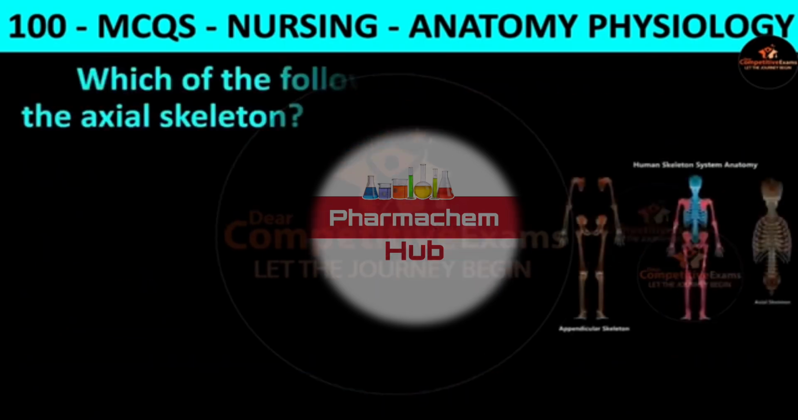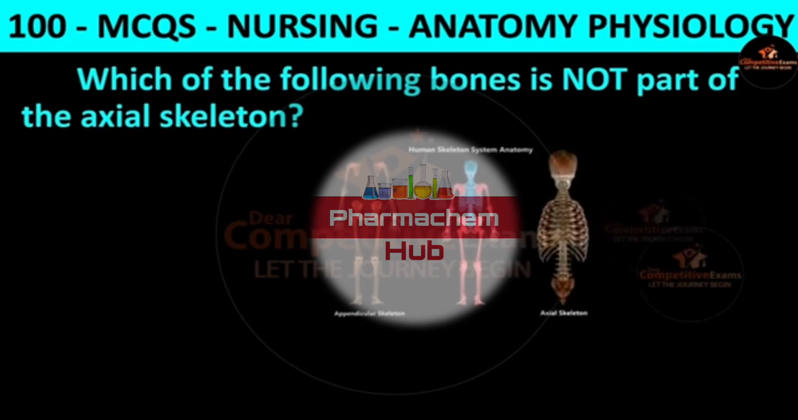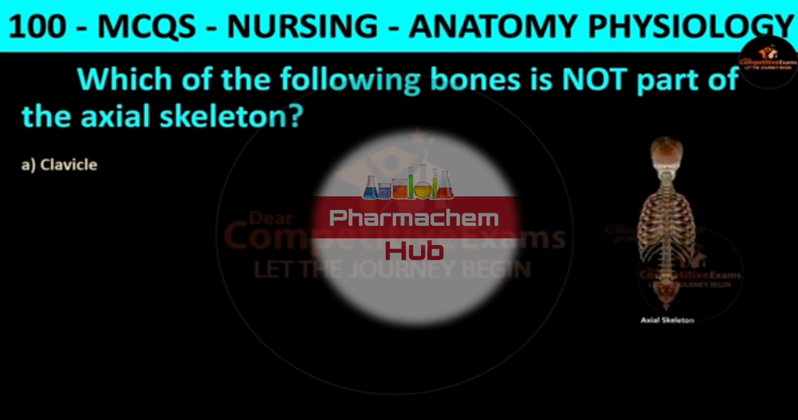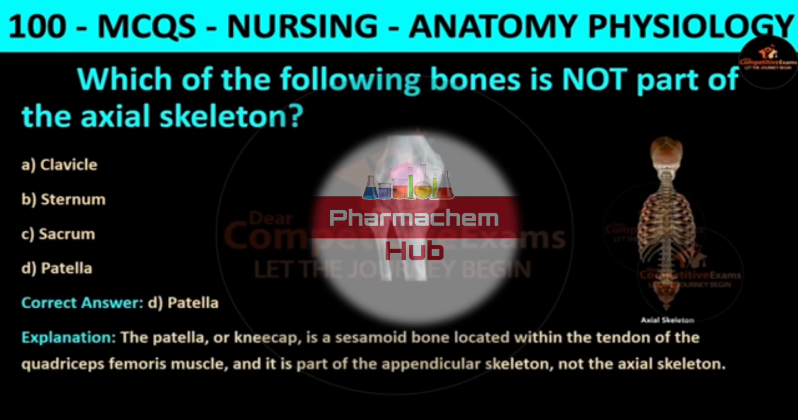Question number 89. Which of the following bones is not a part of the axial skeleton? The options are clavicle, sternum, sacrum, or patella. The correct answer is D, that is patella. The patella or kneecap is a sesamoid bone located within the tendon of the quadriceps femoris muscle, and it is part of the appendicular skeleton but not part of the axial skeleton.